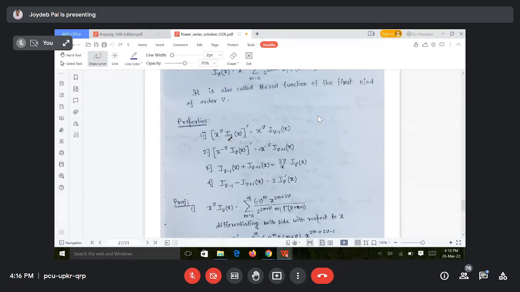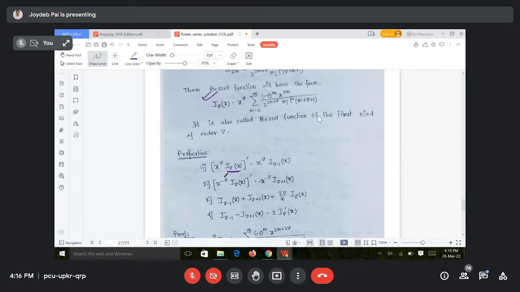Now see, the first property is saying that the derivative of x to the power nu J nu x, means we have the series for J nu x, right? Now it is saying that if you multiply J nu x by x to the power nu, and then differentiate it with respect to x, so it is x to the power nu J nu x whole derivative. Okay, so it will give x to the power nu J nu minus 1. Fine. So here the derivative of J nu is related to J nu minus 1.